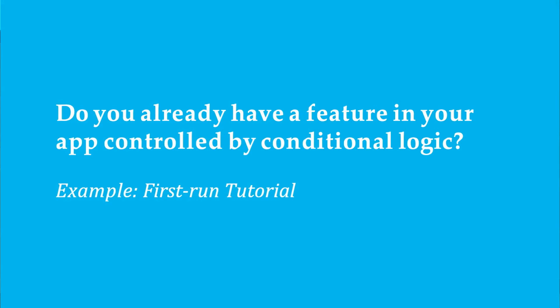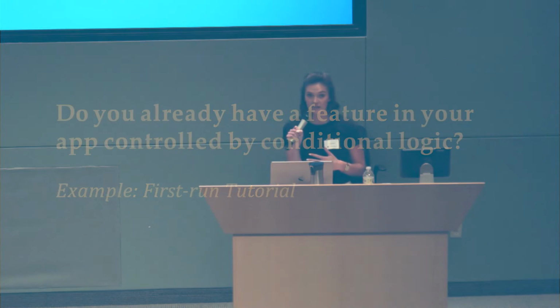So one question to ask yourself: do you already have a feature in your app that's controlled by conditional logic? If so, you can totally leverage that. A good example of this would be a first run tutorial. If your app currently has one, what would happen if you took that away? Use that as your experimental group and see what happens. Is your first run tutorial as beneficial as you intended it to be?